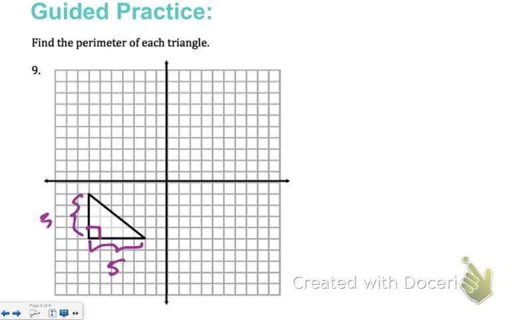Okay, I counted too quickly. This leg over here is actually 4 units. Don't be careless like Miss B.